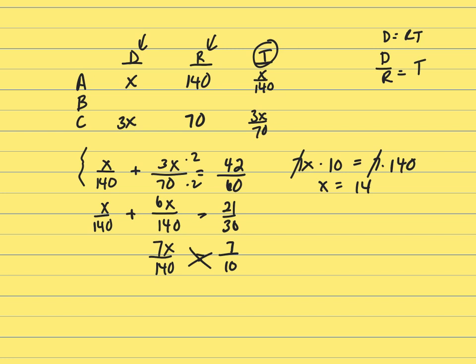It says, so in the table, select the length of segment A and select the length of segment C. So x is 14, so this is 14. And then segment C will be 3 times 14, which is 42. So there are your 2 answers.